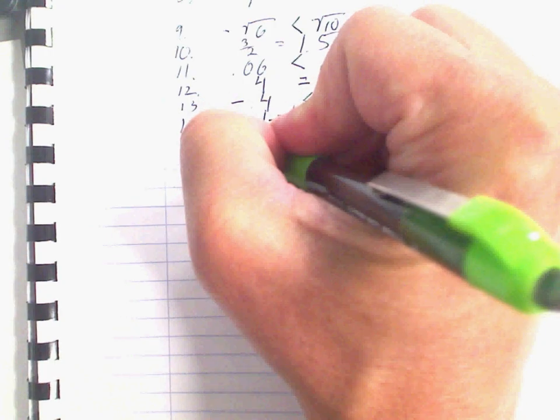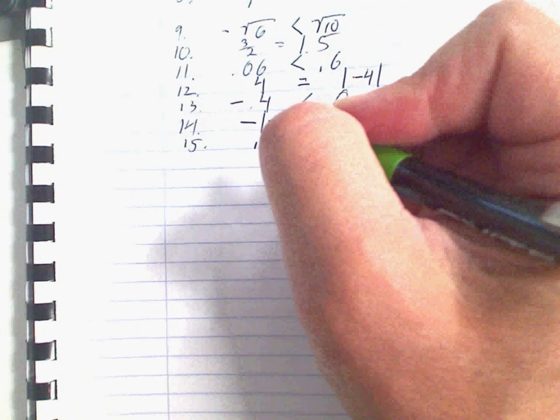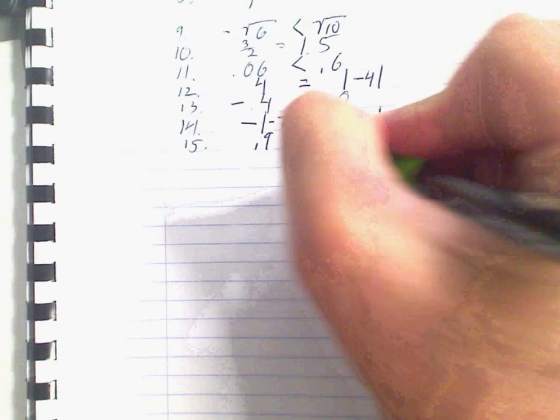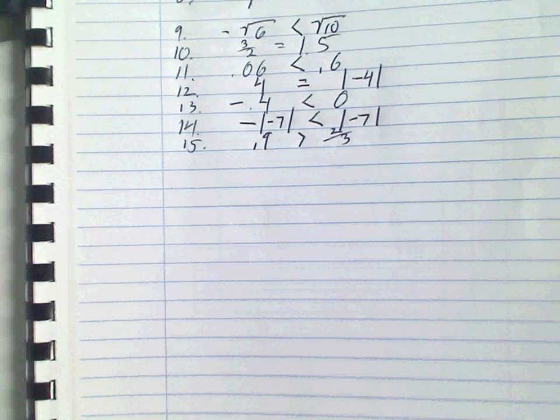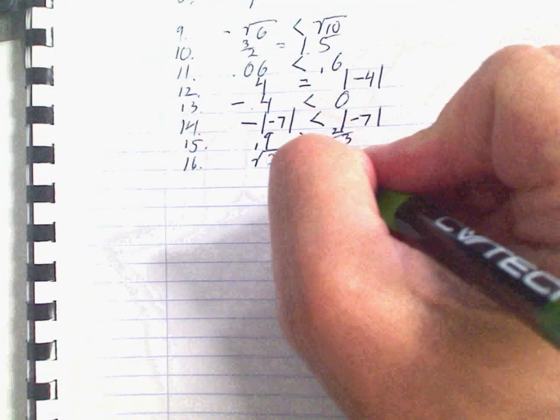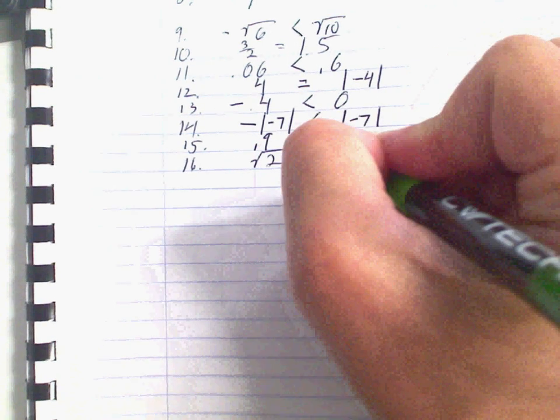15. 0.9 is greater than 2/3. Yeah, 0.9 is 0.9, 2/3 is 0.6 repeating. Okay. 16, square root of 2. I don't know what the square root of 2 is, but it's got to be less than the square root of 5.